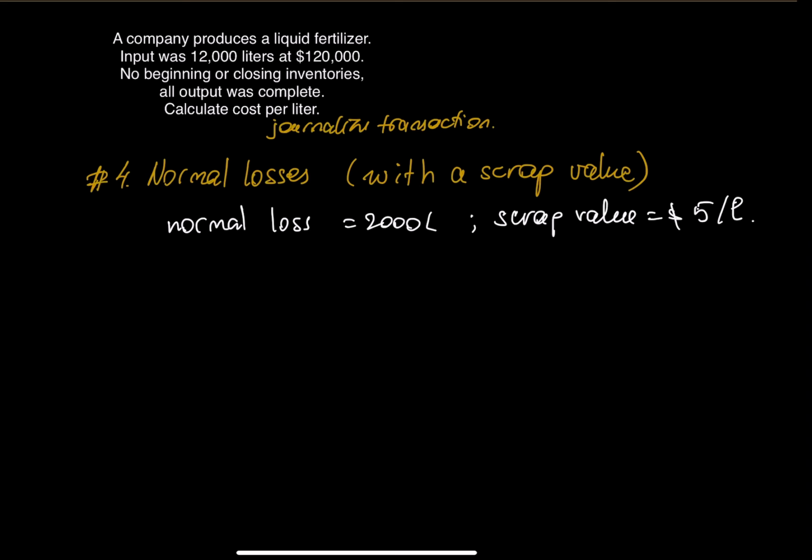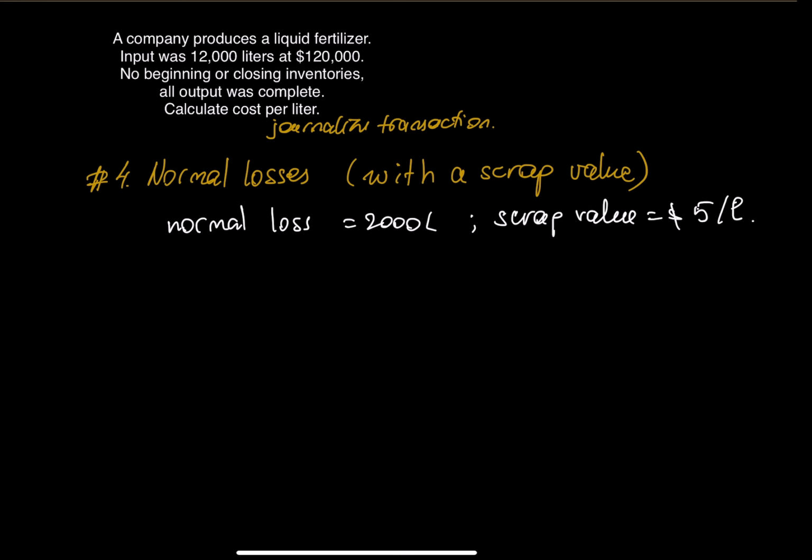The fourth case in the same example is about normal losses, but with a scrap value. Again, normal loss is 2,000 liters that are expected, and we're going to experience exactly the same thing. And the scrap value, meaning that whatever we lose during the production process, whatever scrap is left, can be sold eventually for $5 per liter.